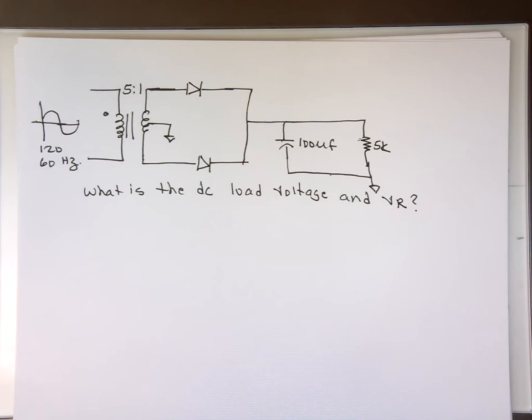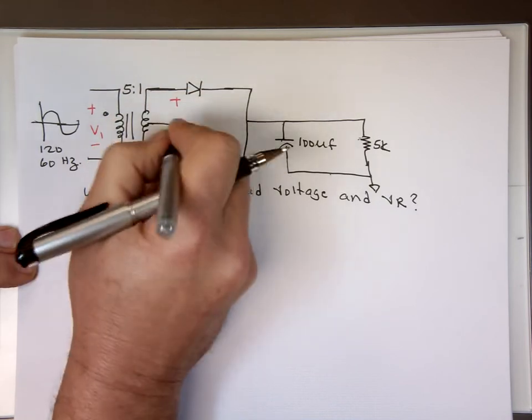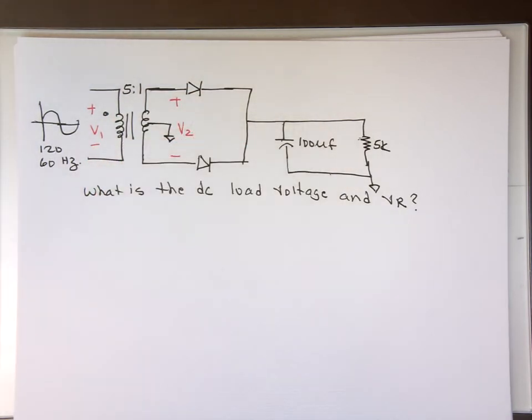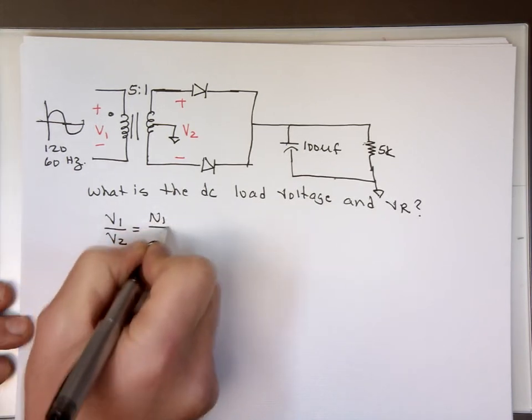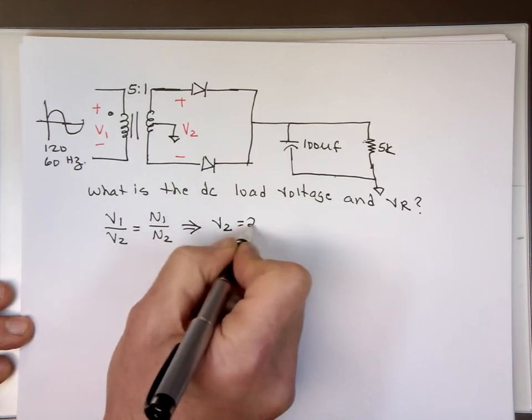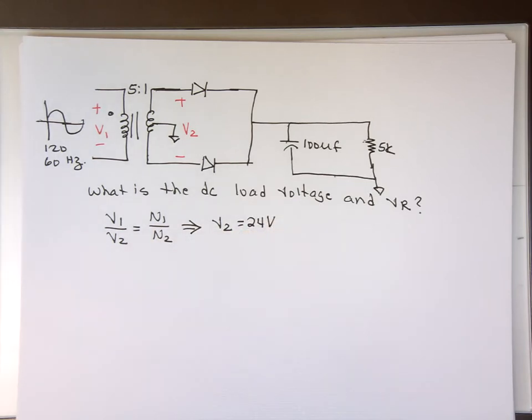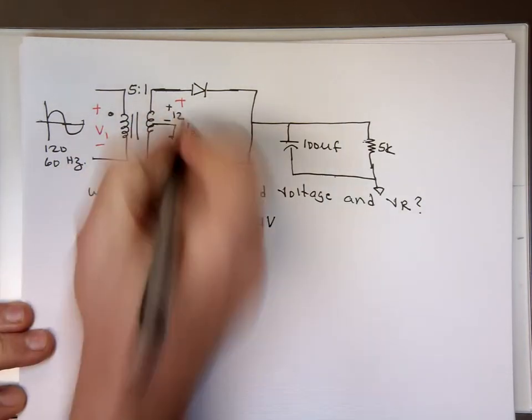If this is V1 again, and this is V2 from top to bottom, V1 to V2, just like before, is the ratio of N1 to N2, which means V2 is going to be 24 volts, just like before. But now we have a problem. Because this is center tap, this voltage here is going to be half of that number, 12, and this voltage here is going to be 12.